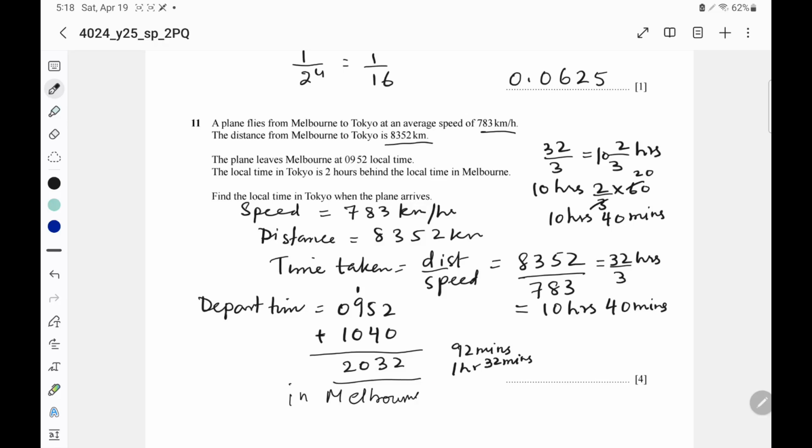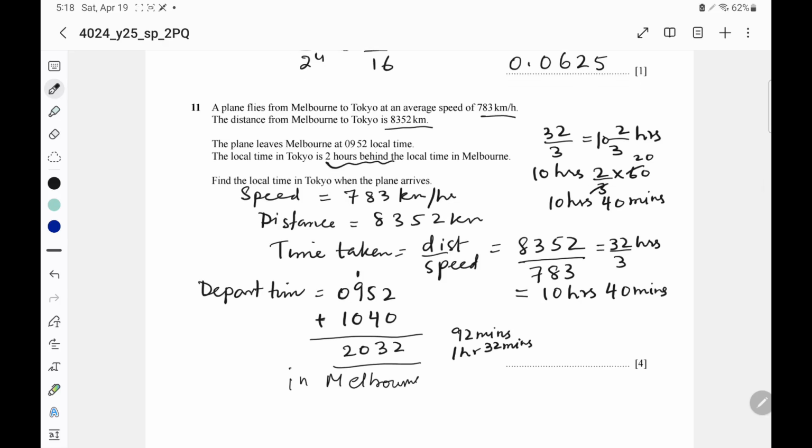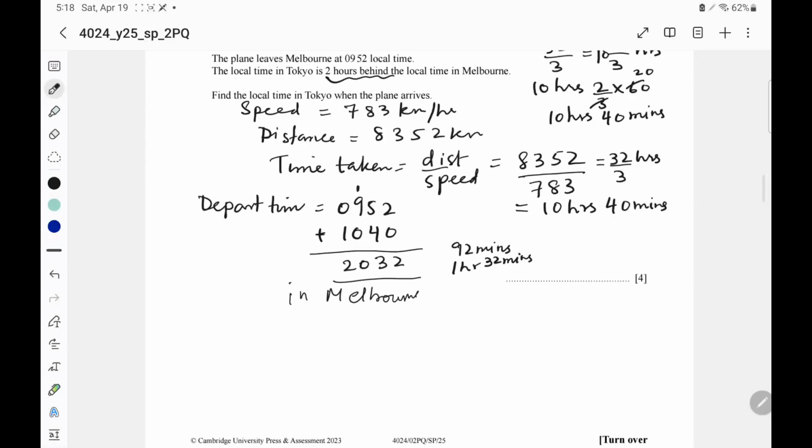Now they are asking what will be the Tokyo time when it is 2 hours behind. So we subtract 2 hours from 20:32. You can just subtract 2 hours, so that will become 18:32. So 18:32 was the arrival time in Tokyo.